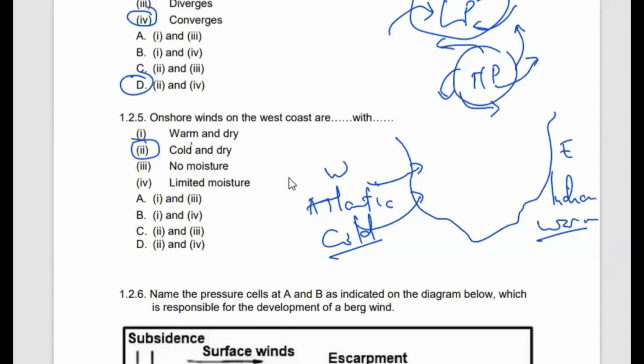Then what kind of moisture does it have? Is it no moisture or is it limited moisture? It's limited. It has very limited amounts of moisture. It has limitation in terms of moisture content. So the matching response is item 2 and item 4, which we find at response number D. Right, let's quickly move on to the next question.